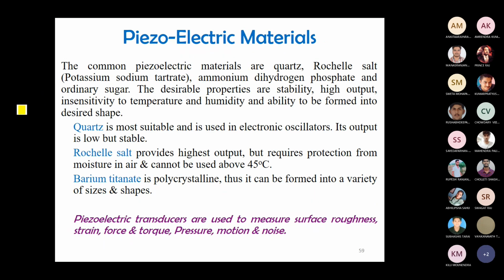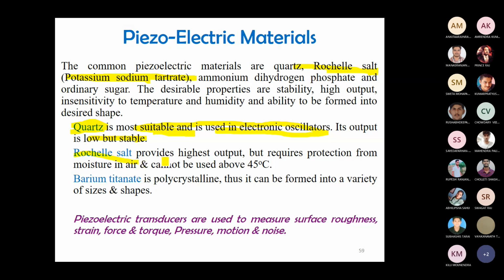Among piezoelectric transducer materials, a very common one is quartz, most commonly used and suitable for the electronic oscillator. Its output is low but stable. Next is Rochelle salt, which is potassium sodium tartrate. If you apply pressure to this quartz crystal or Rochelle salt crystal, you can see some voltage appear across the crystal.